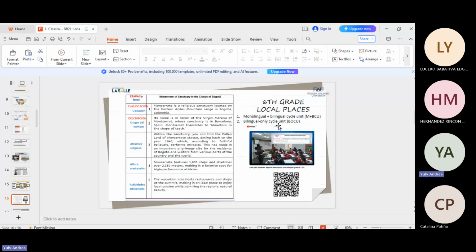So it is the same text that is translated into English, and I conducted the same unit in English. But with the other grade, with 602, I conducted just a bilingual only cycle unit. That means that I didn't do the unit in Spanish. I just started in English.